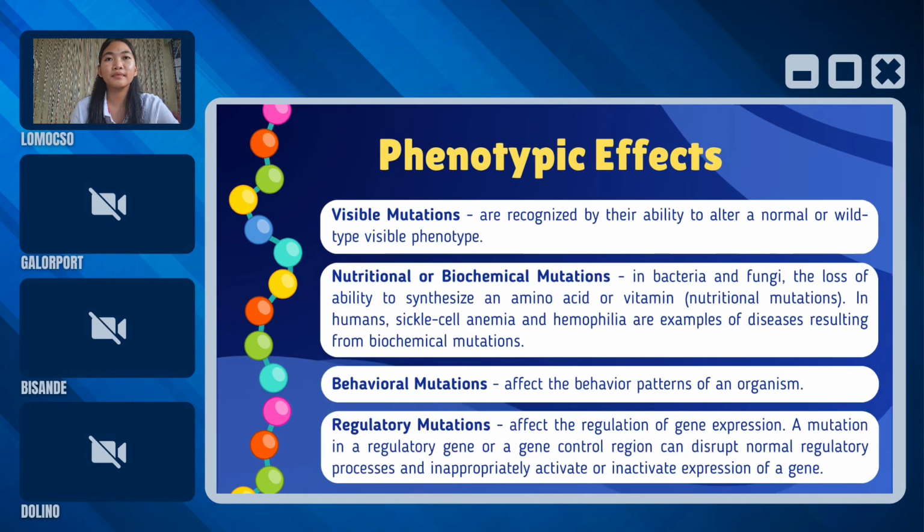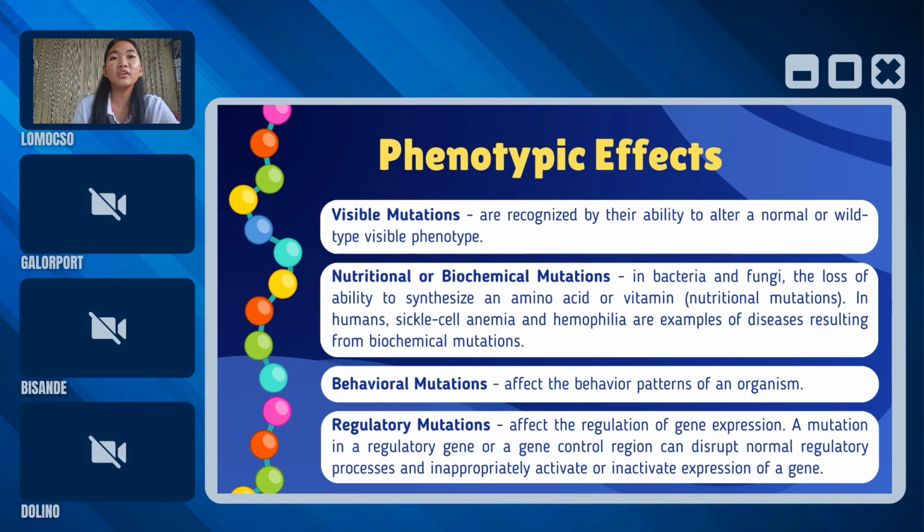Next slide. Another phenotypic effect is the visible mutations. Visible mutations are recognized by their ability to alter a normal or wild-type visible phenotype. So, for example, all of Mendel's pea characteristics and many genetic variations encountered in Drosophila fit this mutation, since they cause obvious changes to the morphology of the organism.